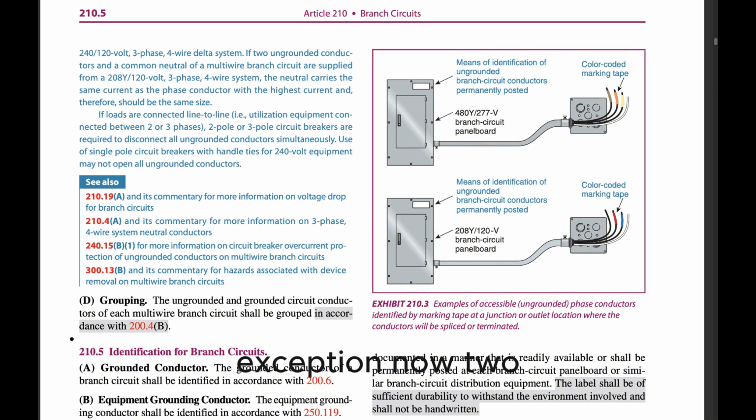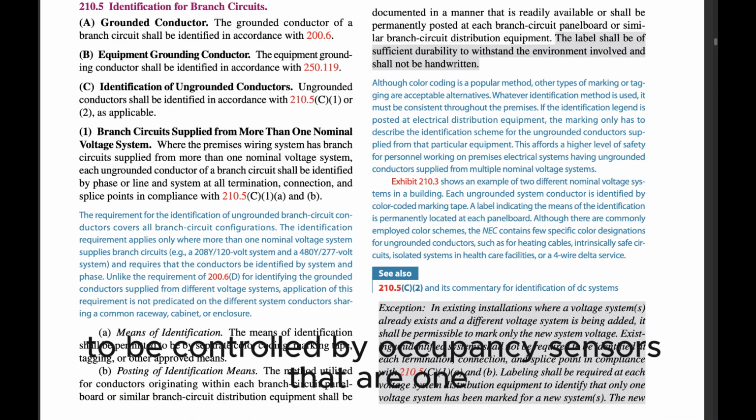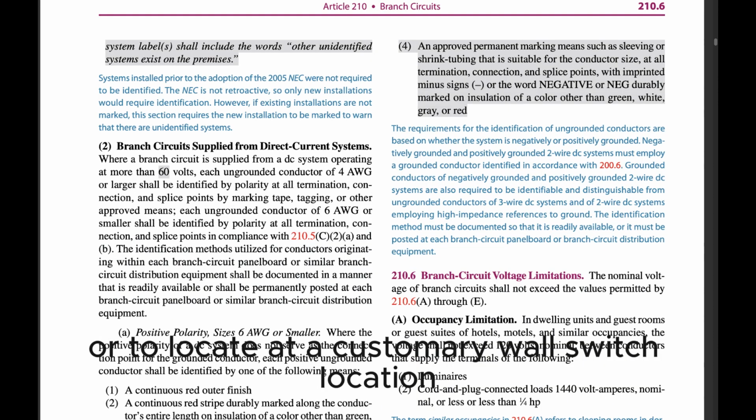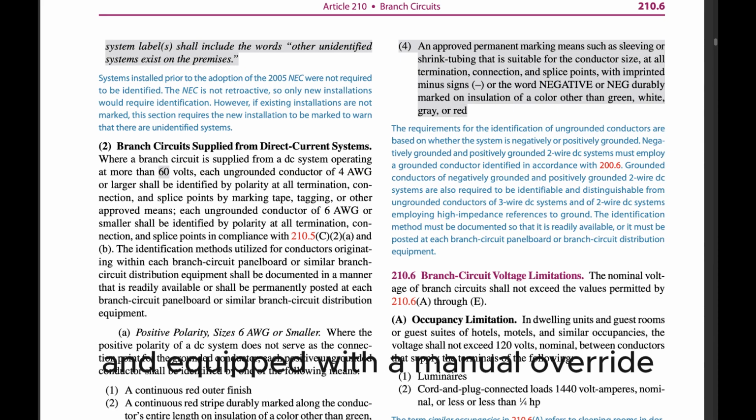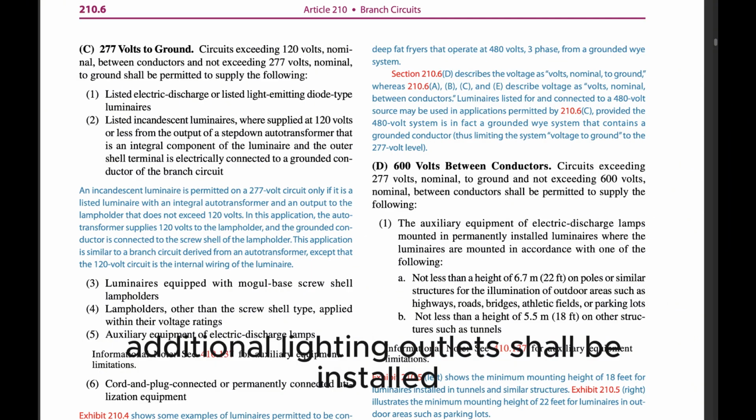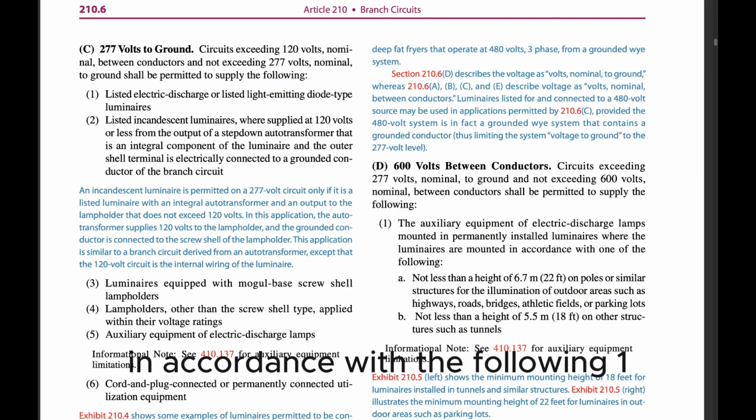Exception No. 2: Lighting outlets shall be permitted to be controlled by occupancy sensors that are in addition to wall switches, or located at a customary wall switch location and equipped with a manual override that will allow the sensor to function as a wall switch. (2) Additional locations. Additional lighting outlets shall be installed in accordance with the following.